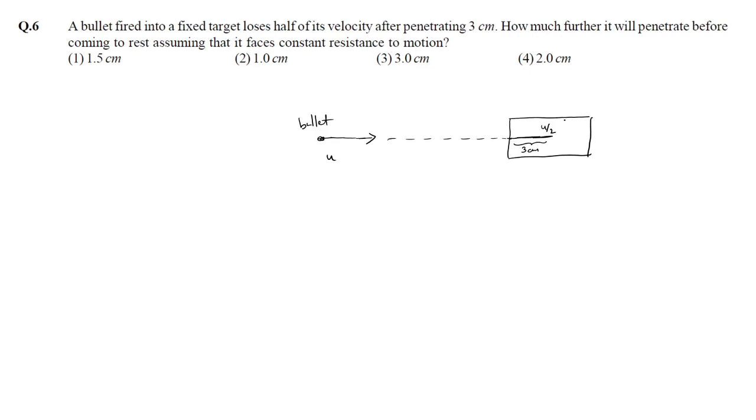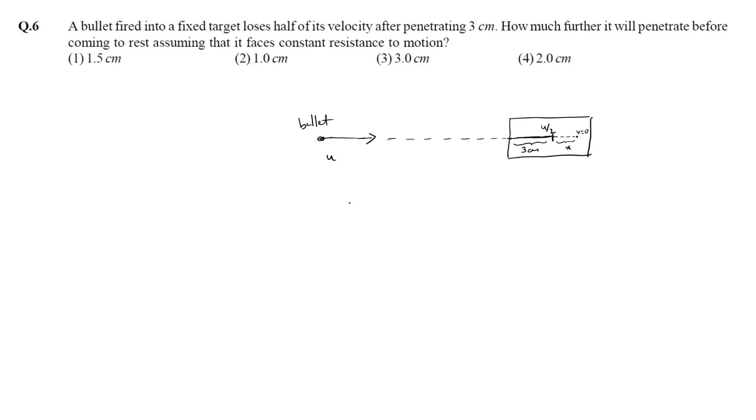So how much further will it penetrate before coming to rest? From this point, when it is coming to rest, its velocity will be 0. So what is that distance that it is going to travel? We assume that there is a constant resistance to the motion of the bullet.